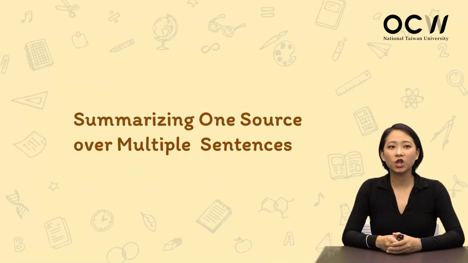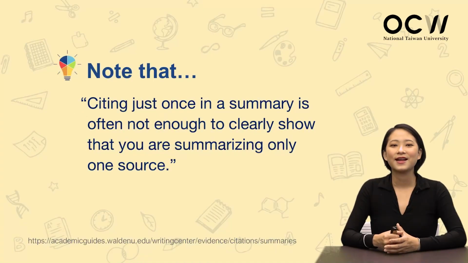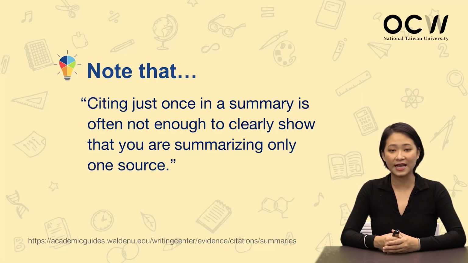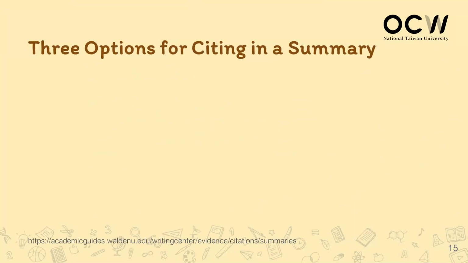Now, we're going to be looking at how to summarize one source over multiple sentences. The first thing you need to be aware of is that citing just once in a summary perhaps is not clear to the reader that you're only citing one source instead of multiple sources. So here we are offering you 3 different options for you to cite in a summary.